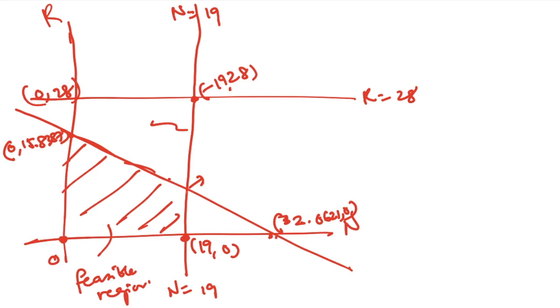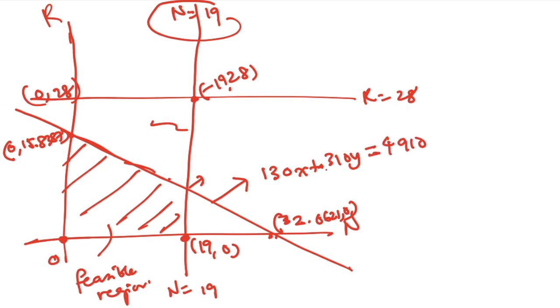How to find it? Here you can see n equivalent to 19 intersects with this function. This function is 130x plus 310y equals 4910. So at this point, n equals 19, so you just need to substitute, this is x.